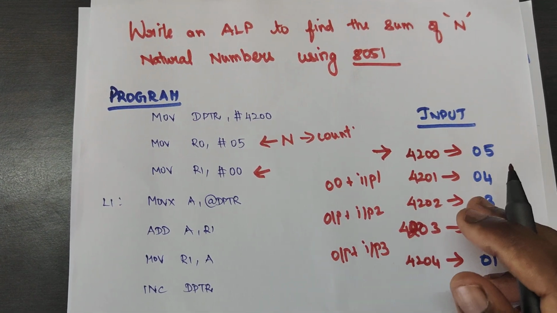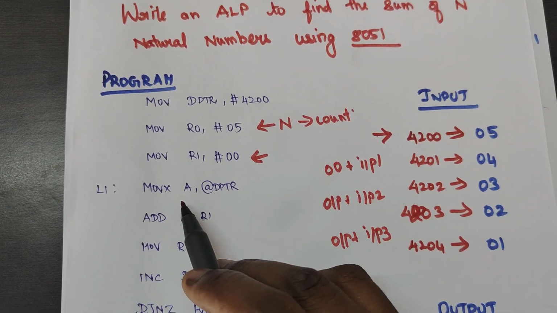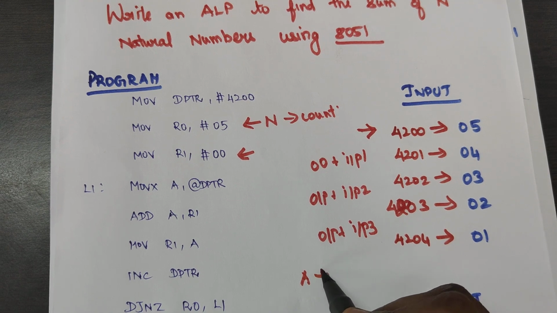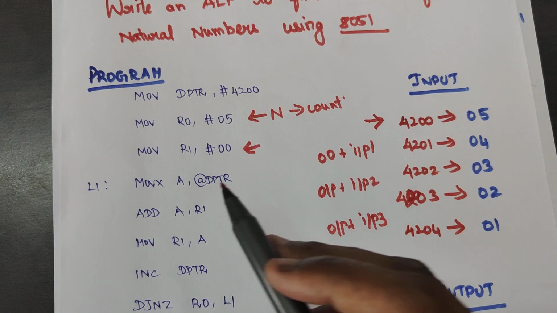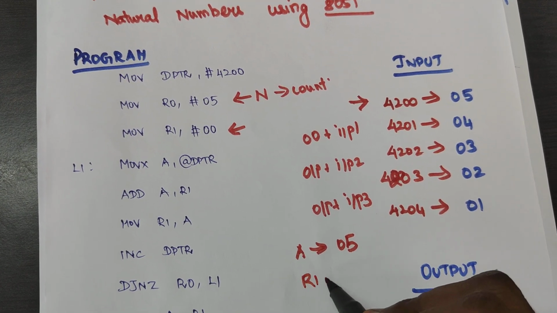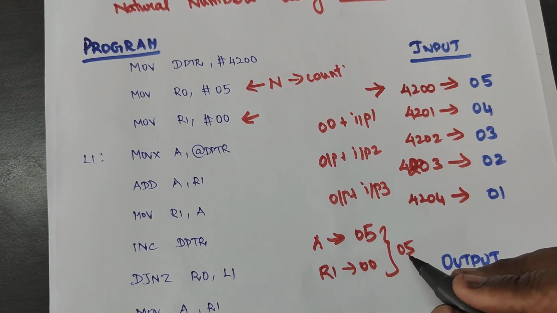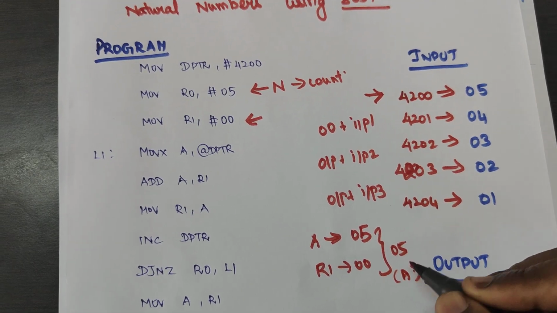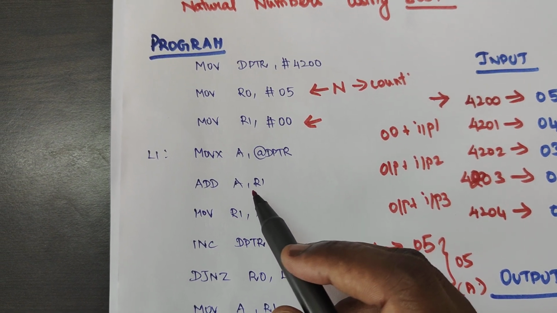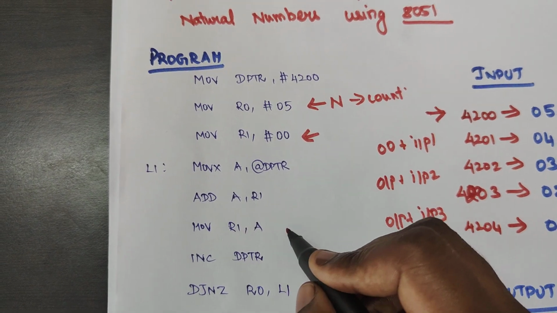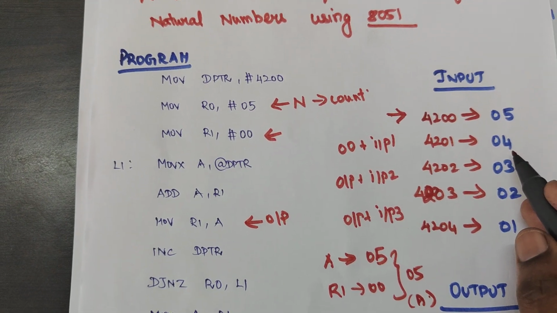Now we are going to add. I should move my data pointer value to my A register. So the first data value, that is 5, will be moved to my A register. A register has 5, and with this 5 I am going to add 0, which I initially loaded in the R1 register. So they will be added together and the answer will be 5. This 5 will be held in the A register, and that value will be moved to R1, because with that output I will add my next input. So that output I am going to load into the R1 register.